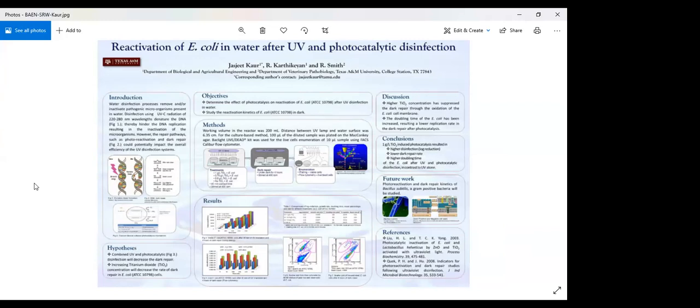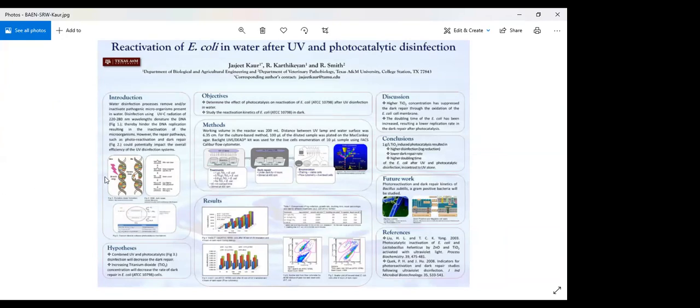So if you are having 100 bacteria or 100 cells of E. coli in your solution, 90 of them are going to die because of the UV light, but 10 of them are going to repair their DNA and then come out of it and start dividing again. So this was a problem.